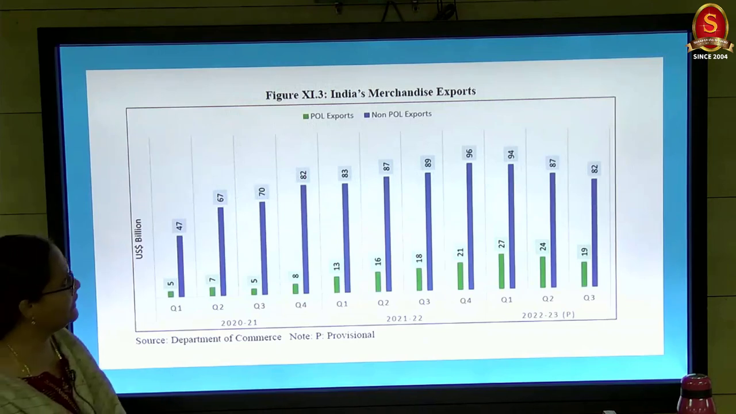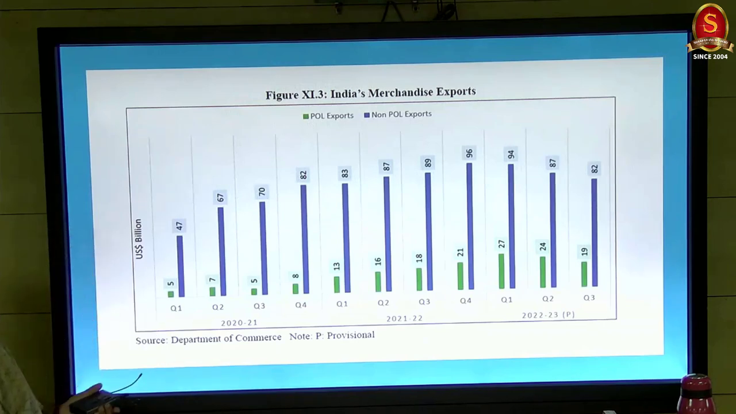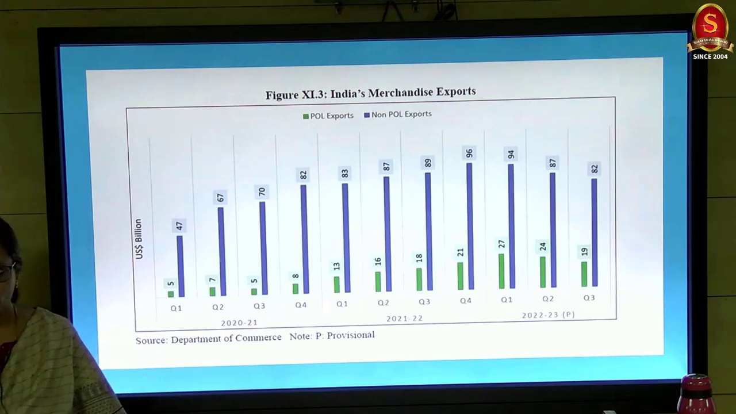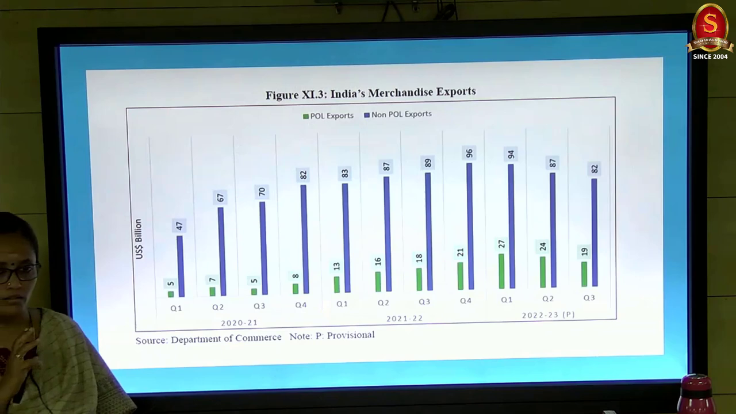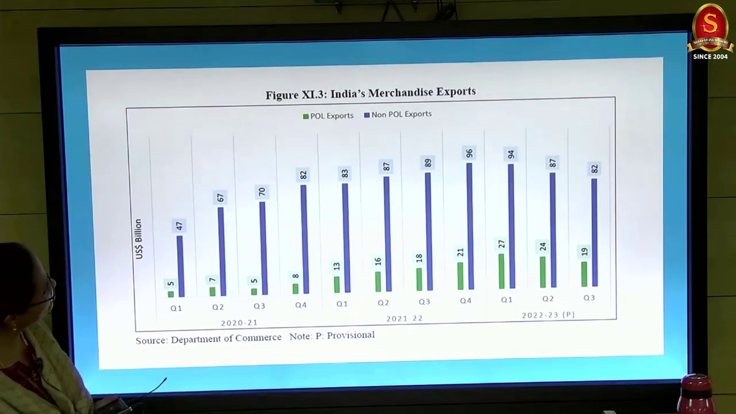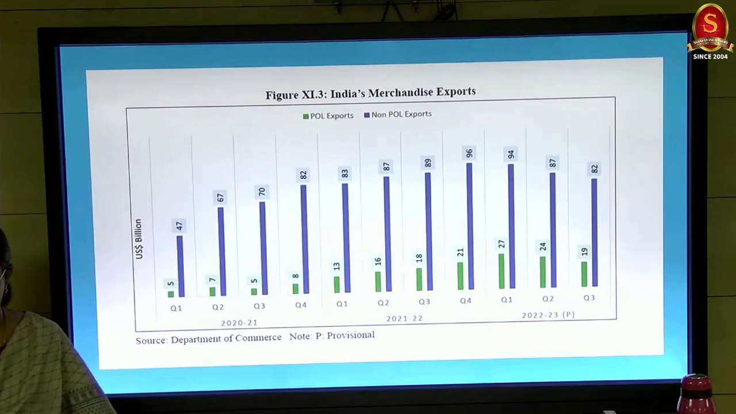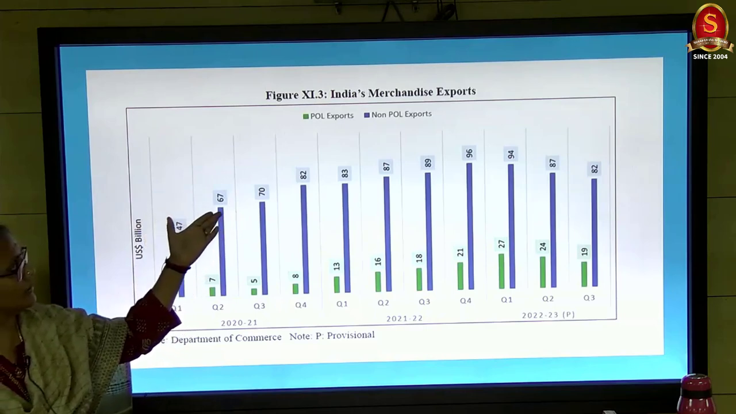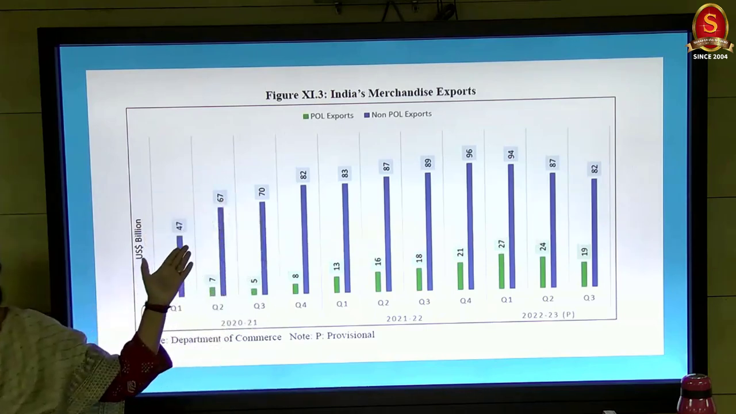Now, a bit more detail on the exports and imports, whatever we said as an overall picture. The moment we say exports, you should think about all the commodities India can export. At the back of your mind, you should dig out examples. What is India exporting? Refined petroleum, right? So that's why they have given you only two categories here, POL and non-POL.